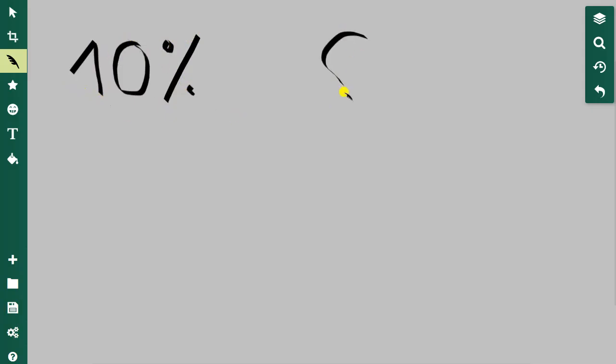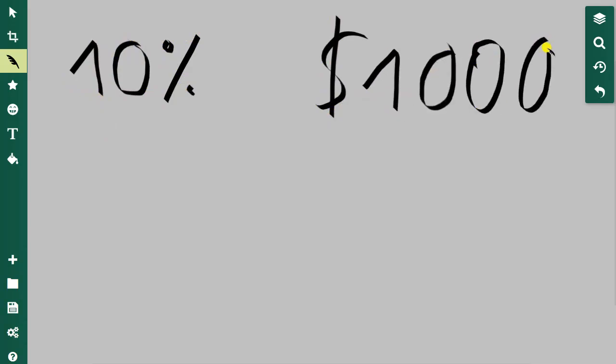Okay, so somebody comes to you and offers you the following game. The game is you have a 10% probability of winning $1,000. How much do you pay?